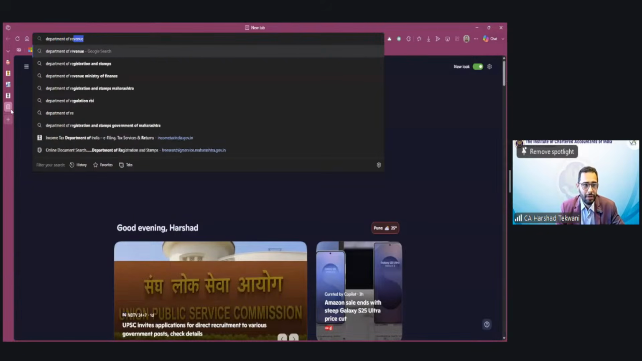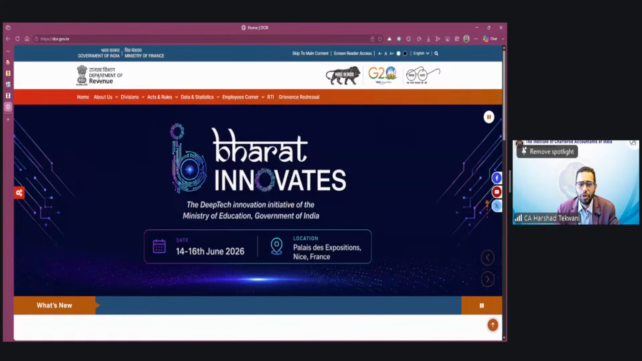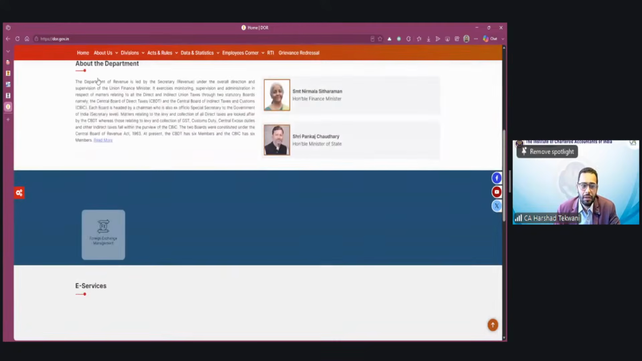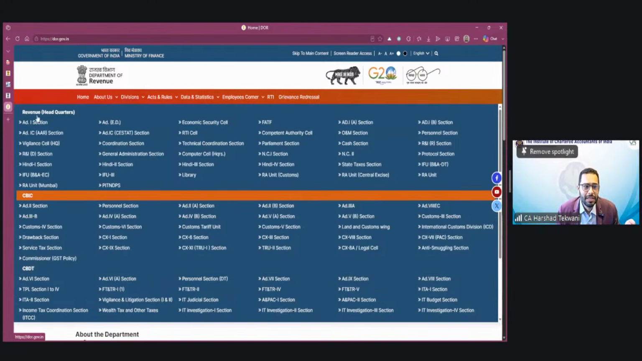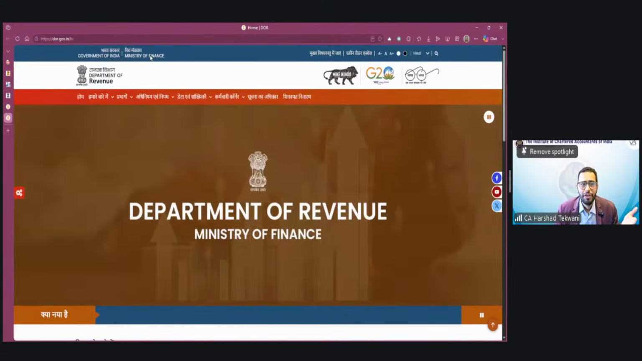Department of Revenue. So this is one particular department that I'm talking about, Department of Revenue, which is under the Ministry of Finance. In a similar way, if I talk about the division, there are multiple divisions of this particular department. Okay, and then you have CBDT, CBIC, Revenue Headquarters. So there are 3 divisions within this department, and this is one such department of the Ministry of Finance.